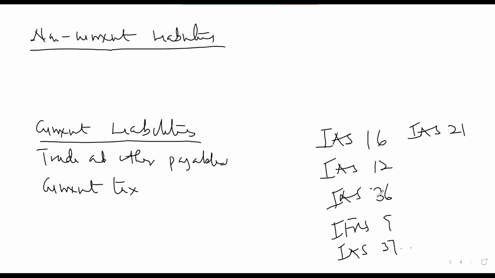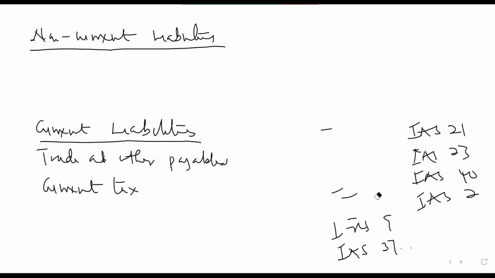You can also be having issues with borrowing costs. You can also be having issues with investment property. You can also be having issues with IAS 2, inventories. Yes, these are some of the standards that can be examined on the final account. So you have to master them, especially IAS 16 and IAS 12. The financial instruments, you have to master it. Even if you are not on top of some of the standards, these ones there, you have to really be on top of them.